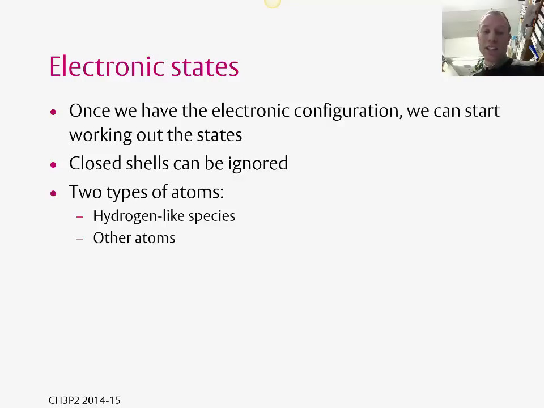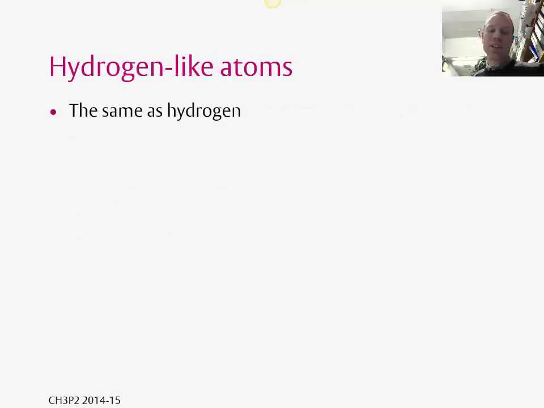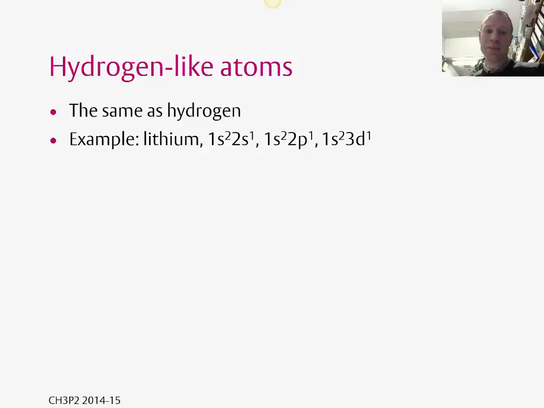So we then have two types of atoms. We have hydrogen-like species, so things with one electron in the valence shell, and we have other atoms, so basically everything else. Let's deal with hydrogen-like atoms first. Basically these can be dealt with in exactly the same way that we dealt with hydrogen in the last lecture. An example would be lithium.